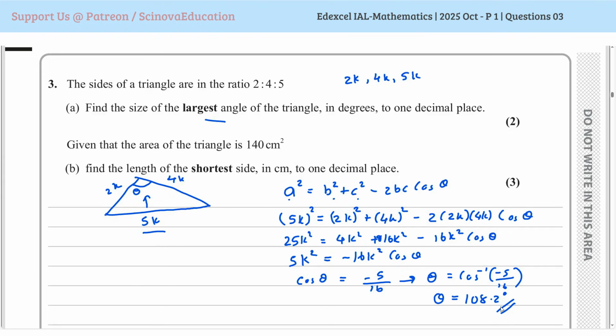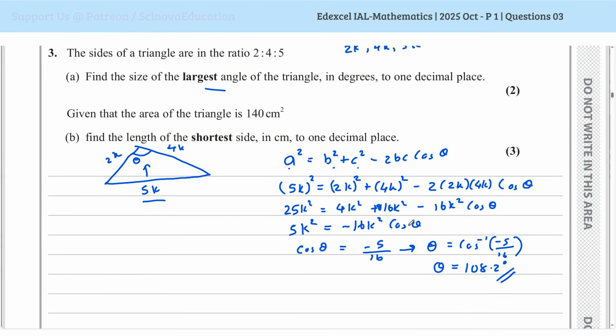Given that the area of the triangle is 140 centimeters squared, find the length of the shortest side in centimeters to one decimal place. Let's move on to this part B. You must remember the formula to find the area of a triangle. Area of a triangle is given by half ab sine C. Again, a and b are the adjacent sides, and C is the included angle.